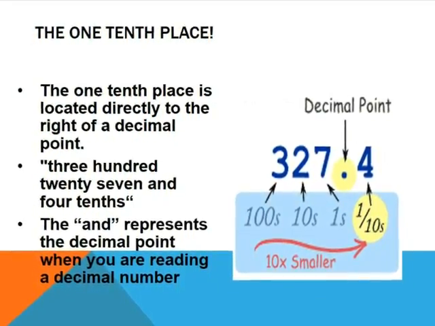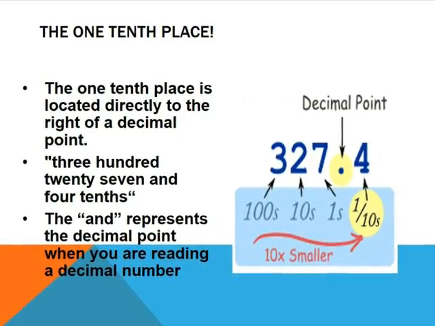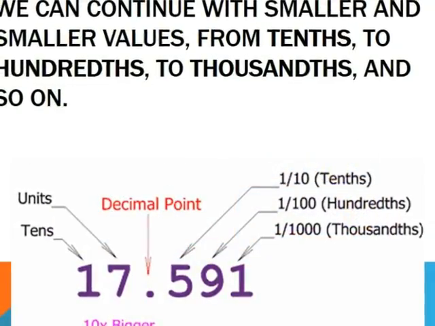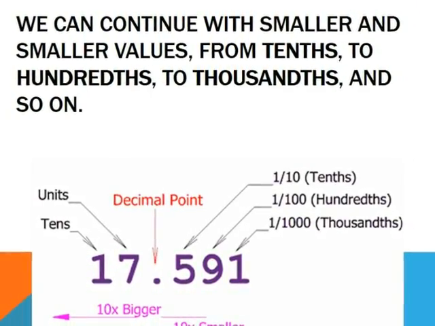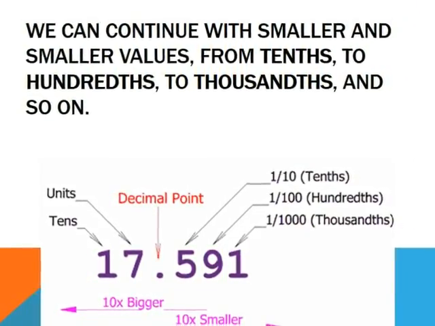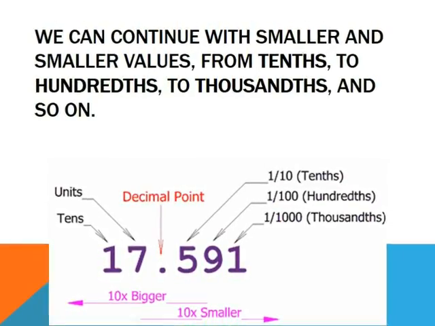The and represents the decimal point when you are reading a number out loud. Decimal numbers get smaller and smaller as you move to the right. So after the tenths place comes the hundredth place and then the thousandth place.